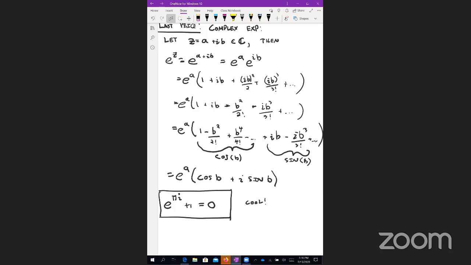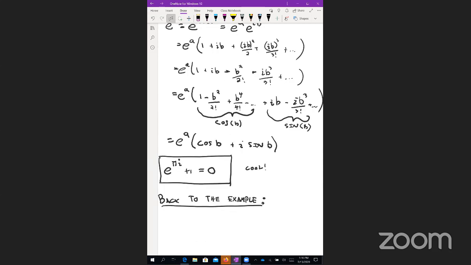Great, so that's a complex exponent. So let's now go back to the example. It's definitely weird, when you first learn sine and it's all about angles and construction and whatnot, and it turns out that it has this deep relationship to everything in the universe.